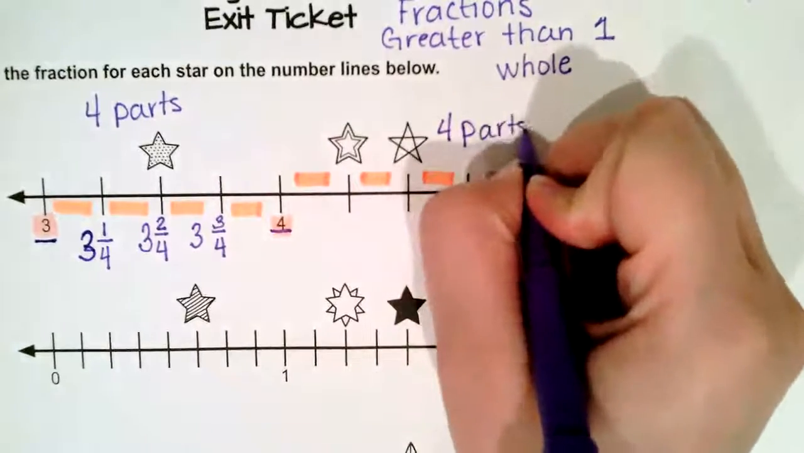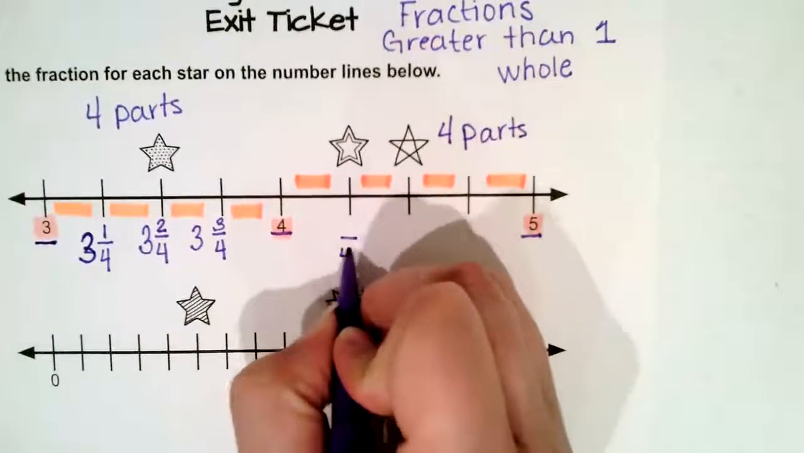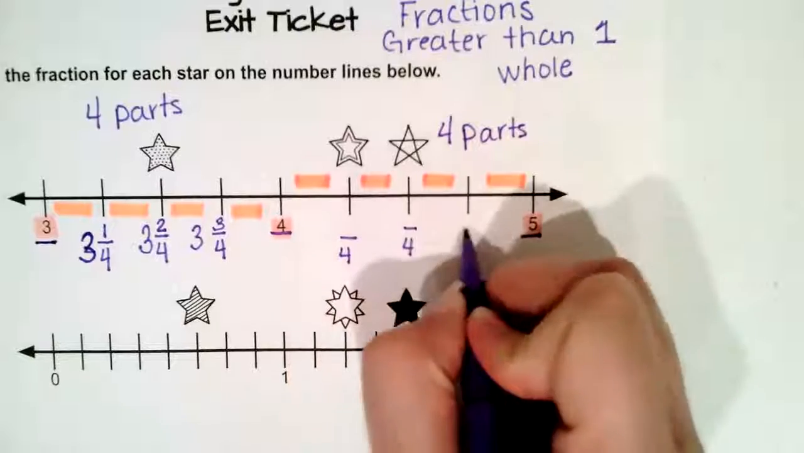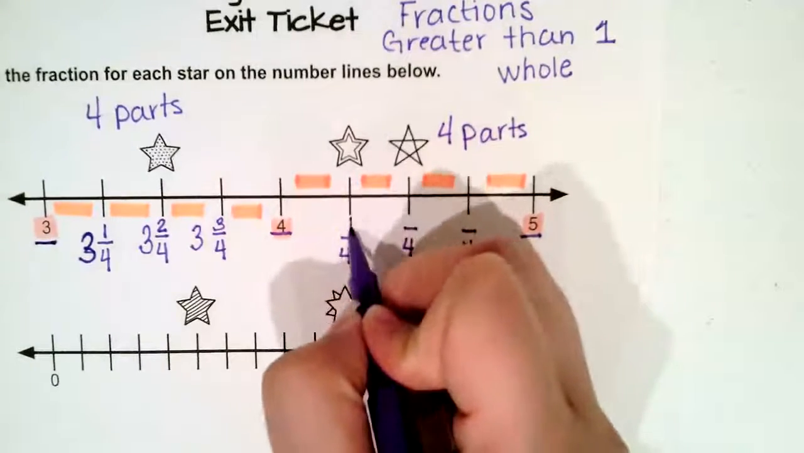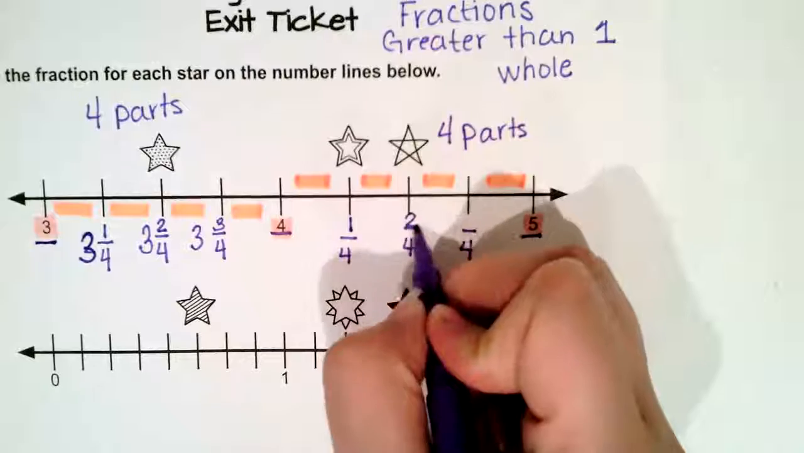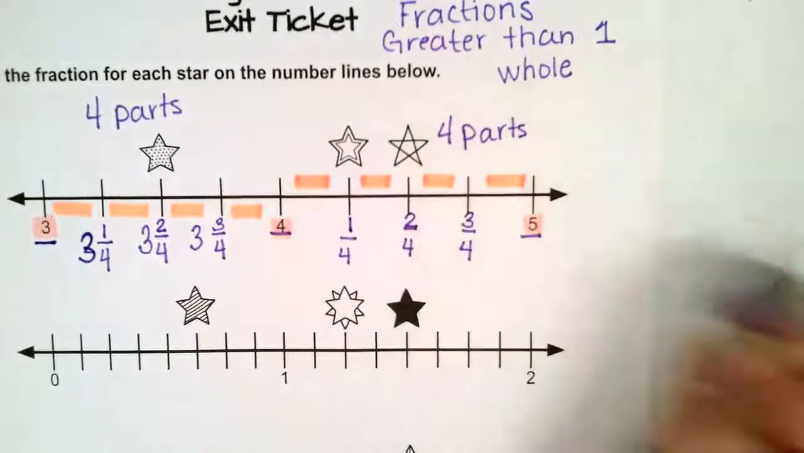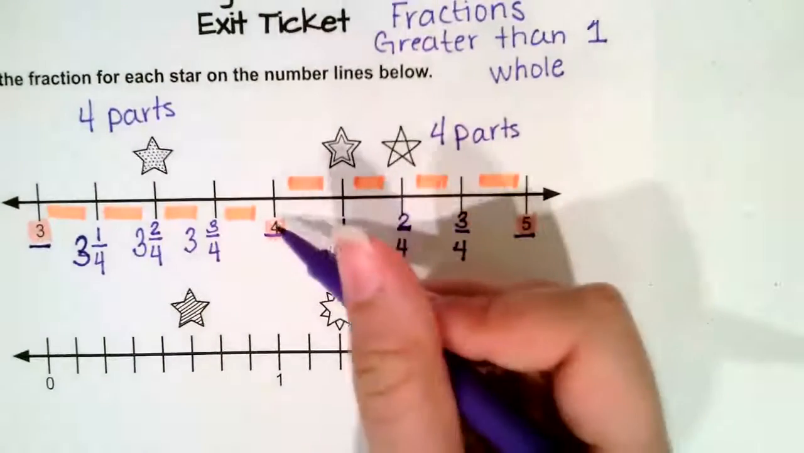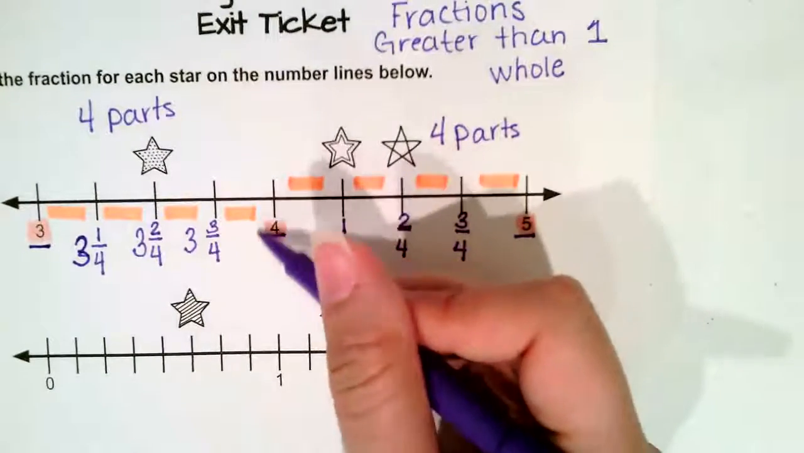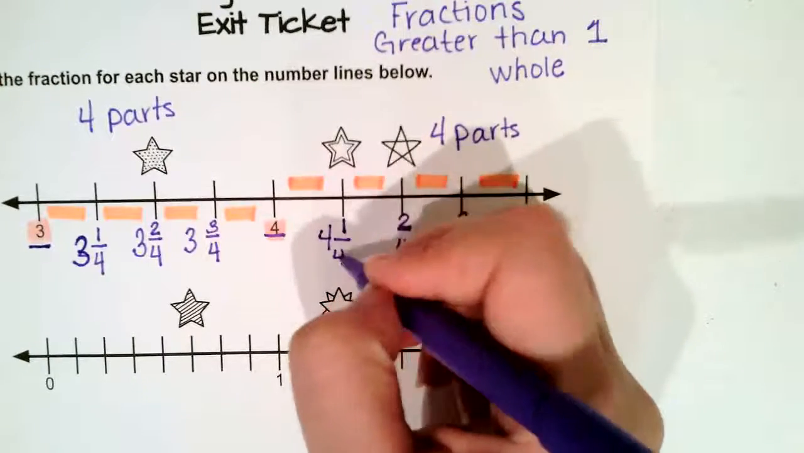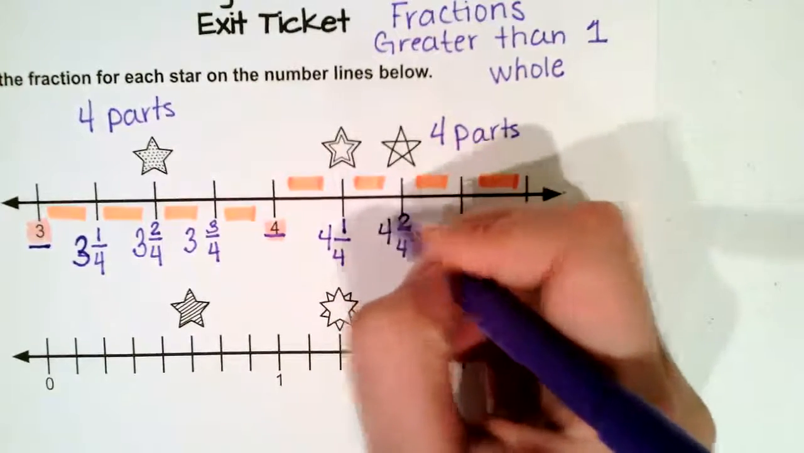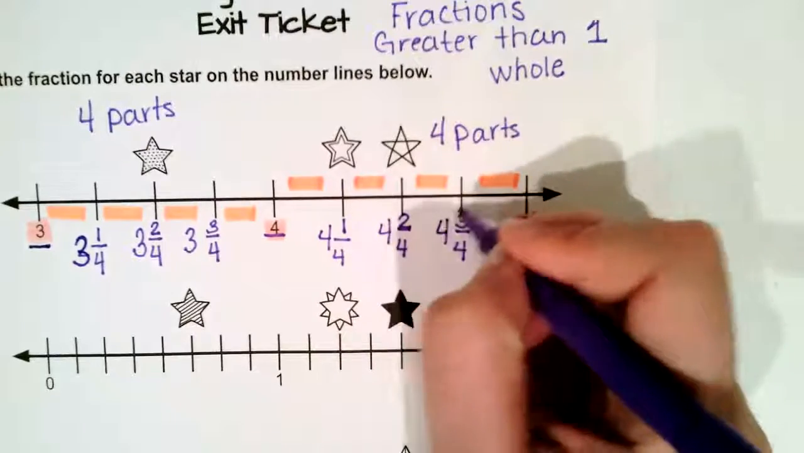Okay, so I know that these are going to be fourths. So I have 1/4, 2/4, 3/4. Now the only difference is I have a whole number of 4. So this is going to be 4, 4 and 1/4, 4 and 2/4, 4 and 3/4.